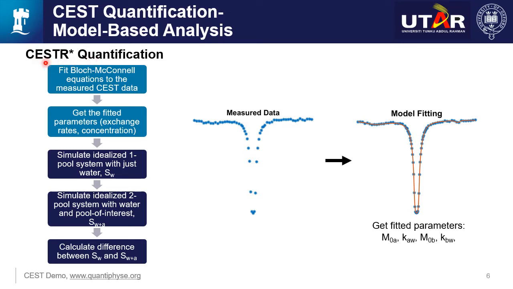And basically, these are the steps that we use to perform model-based analysis in order to calculate this metric. So first, we fit the Bloch-McConnell equations to the acquired CEST data. And through the model fitting process, we obtain our fitted Z spectrum, as well as the fitted parameters of the model. So this includes the exchange rates, the concentrations, relaxation times of the different pools within the system.